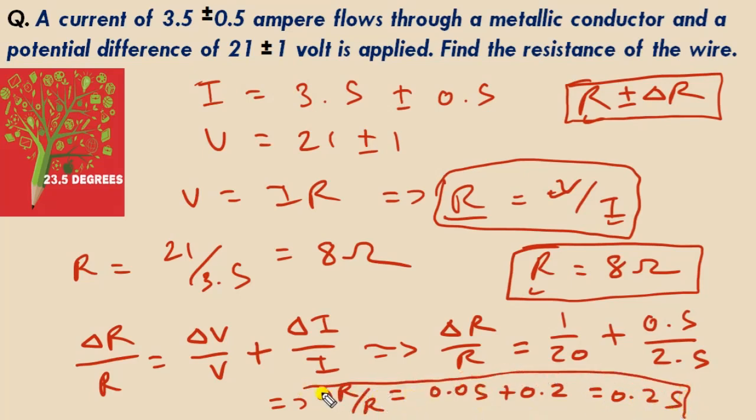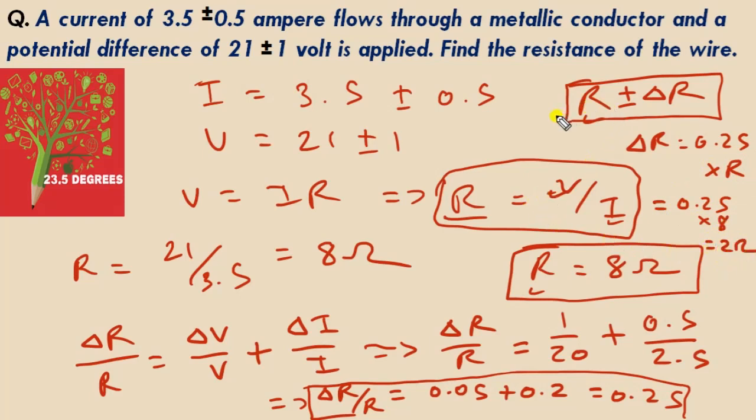To find the mean absolute error, the numerator is the mean absolute error, delta R. So delta R would be equal to 0.25 into R. Okay, we can get delta R equal to 0.25 multiplied by R, that is 0.25 multiplied by 8, that would give us 2 ohms.